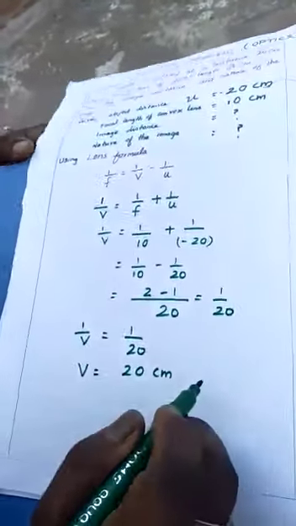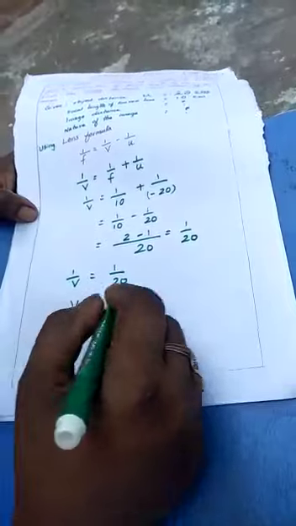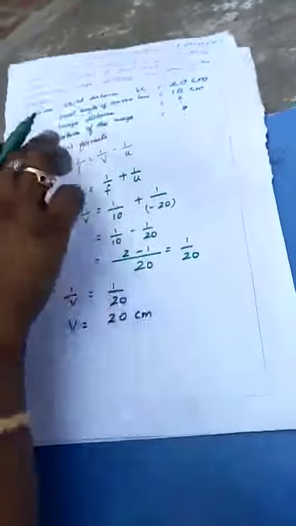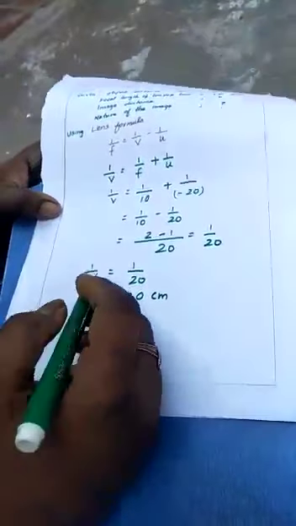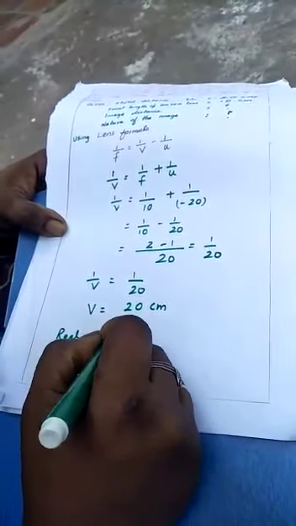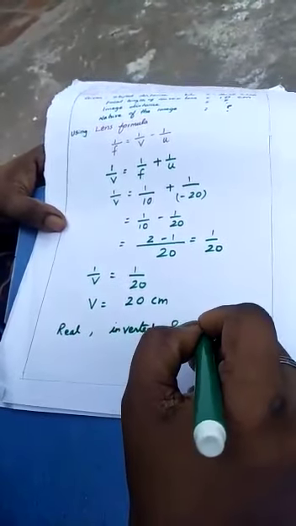Now the image distance is 20 centimeter. The image formation: v equal to image distance is 20 centimeter. Nature of the image is real, inverted and magnified image.